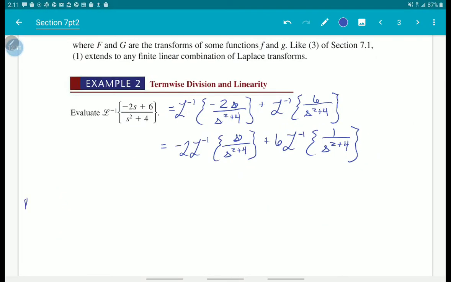So let's write down what we know over here. We know that if we were to take the inverse Laplace of k over s squared plus k squared, then it's going to be equal to the sine of kt. And if we take the inverse Laplace of s over s squared plus k squared, then that's going to be equal to cosine of kt.